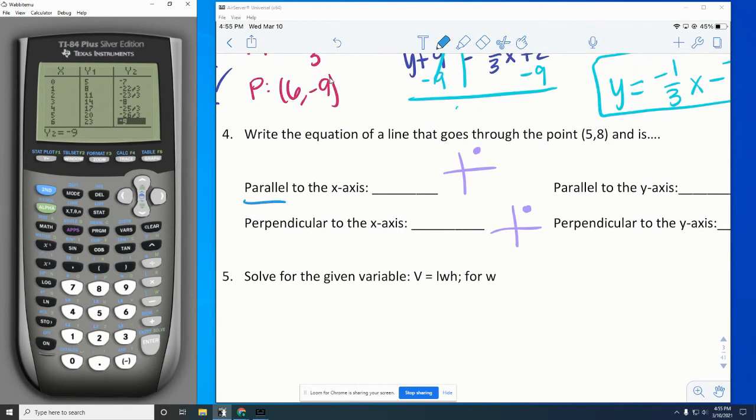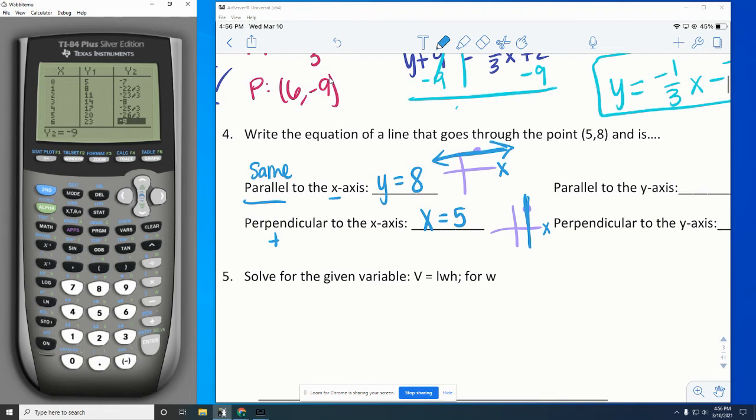Parallel to the x-axis. Parallel means the same, so they want it the same as the x-axis. If this is my x-axis, this would be my line that is the same as the x-axis. That line is going through the y-axis, and it will always be y equals the y from your point. Perpendicular to the x-axis. Perpendicular means crossing, so they want me to cross through the x-axis, so it crosses through the x-axis at the x point.